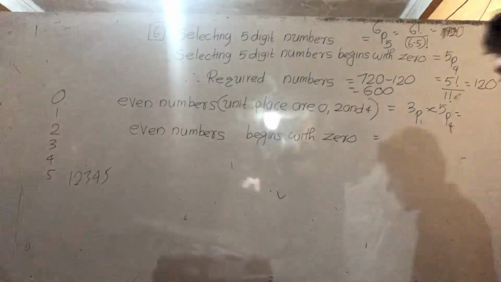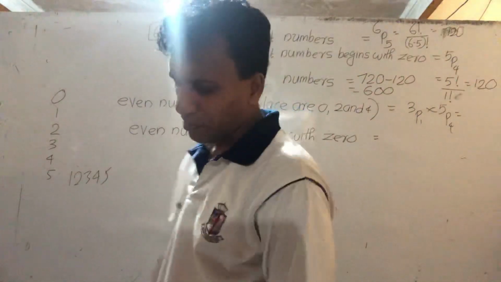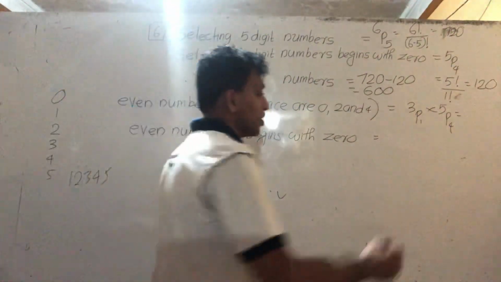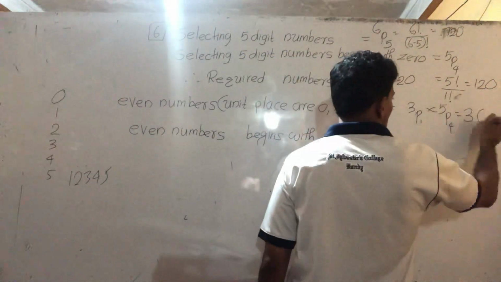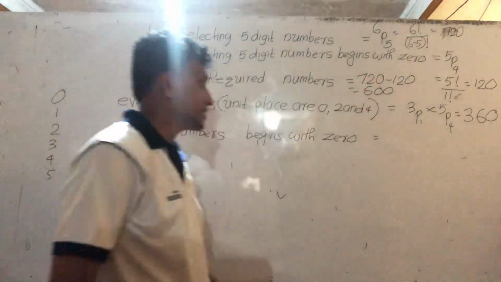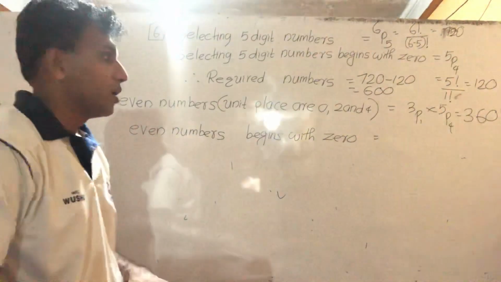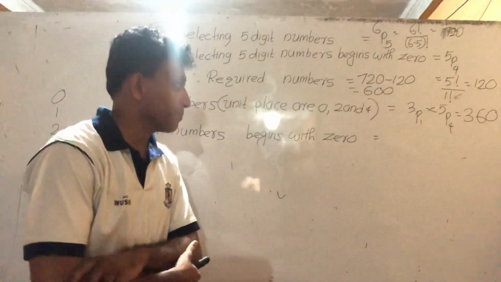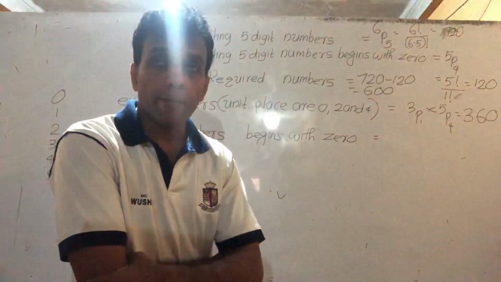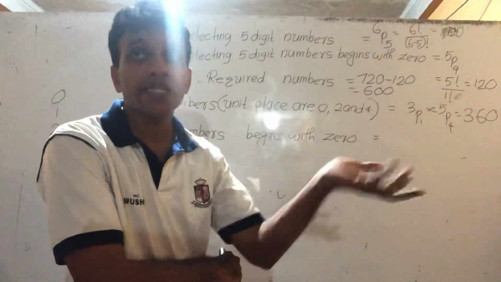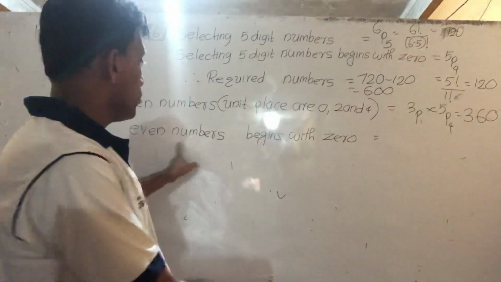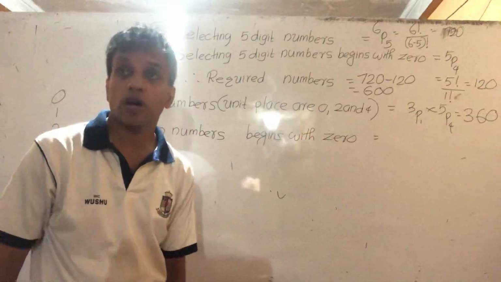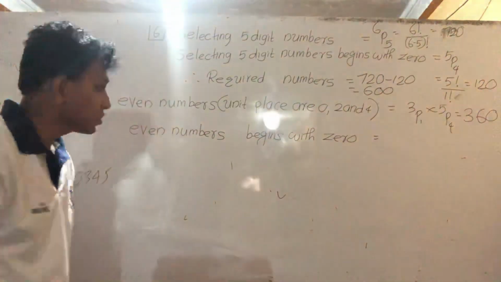Okay, simplify this. That form and PR simplified become the answer, 360, right? The answer is 360. This is all the even numbers using that. So here also there is a problem, some numbers have 0 in front. Even numbers beginning with 0. Now we have to subtract that.